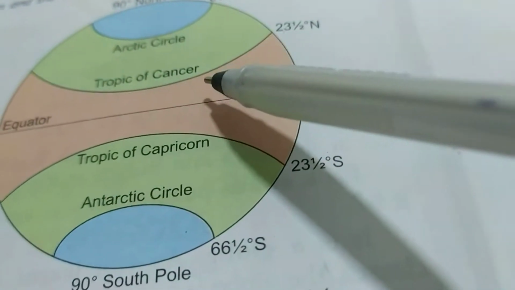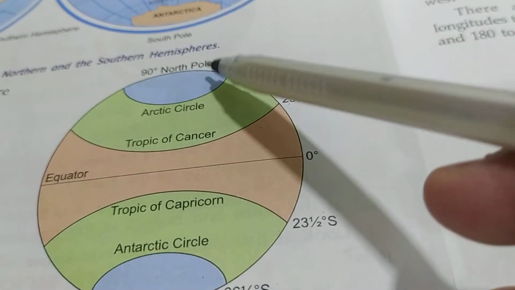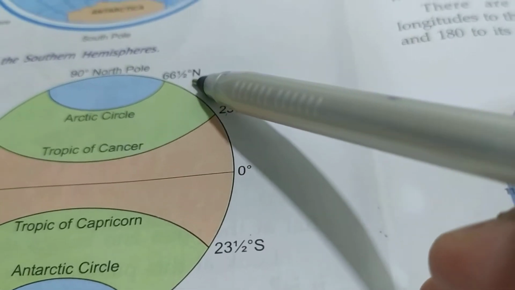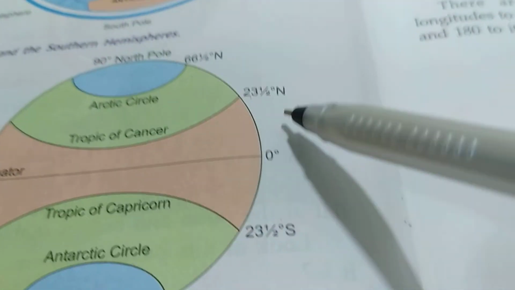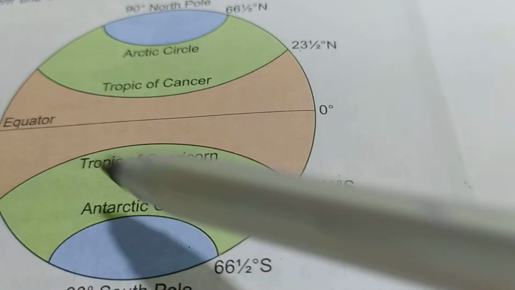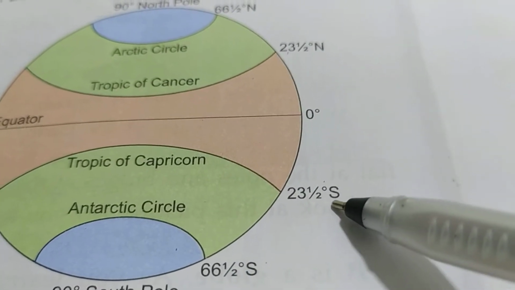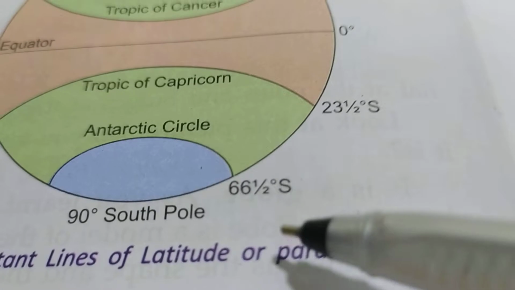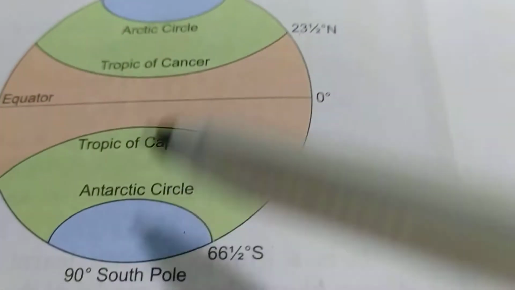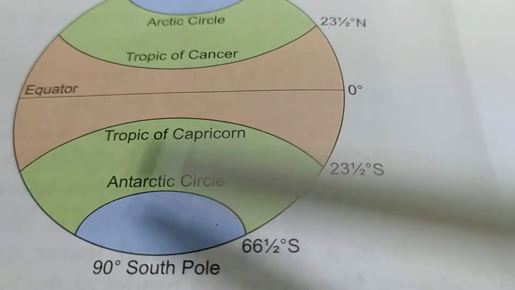If you see the important lines of latitude, you can see here. This is 90 degree North Pole. This is known as the Arctic Circle, which is 66.5 degree north. This is the Tropic of Cancer, 23.5 degree north. This is the equator, which is the longest line on the Earth. Then the Tropic of Capricorn, 23.5 degrees south. Then the Antarctic Circle, 66.5 south. Then the South Pole, 90 degrees south. These are the important parallels of latitude.